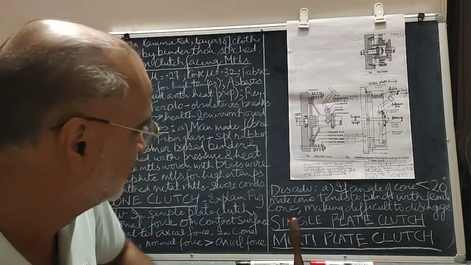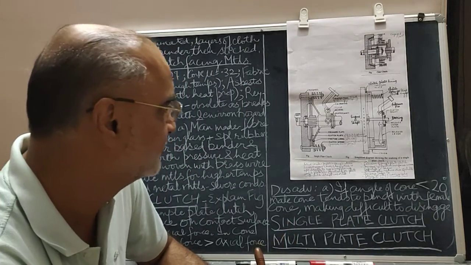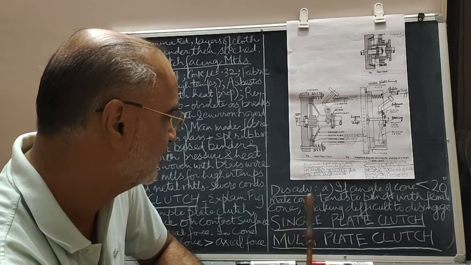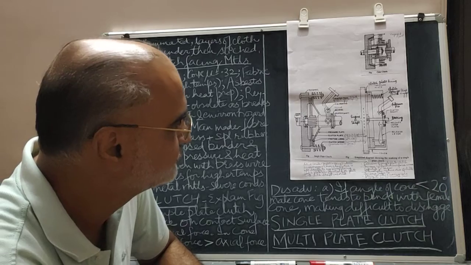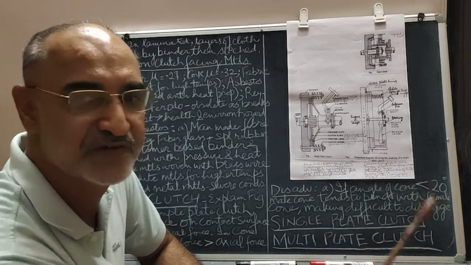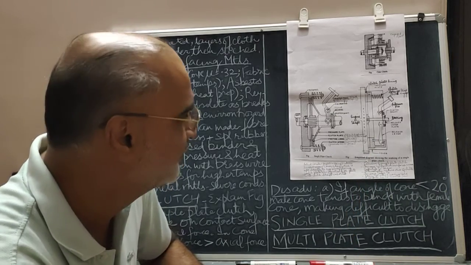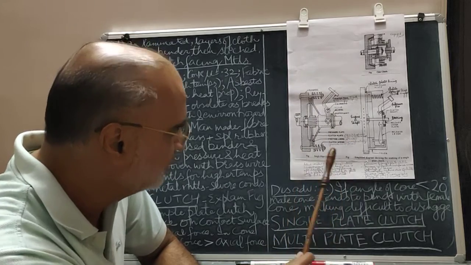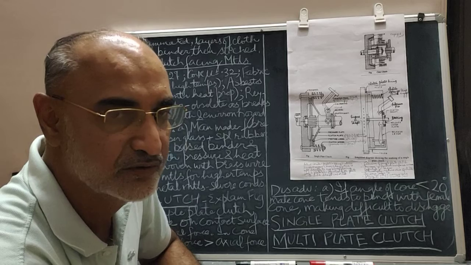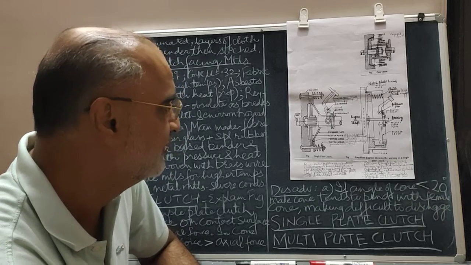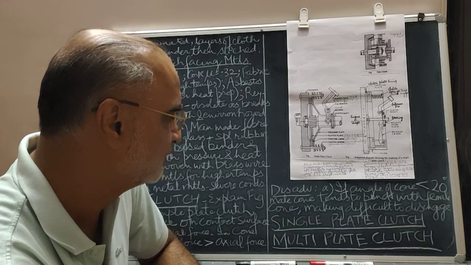Now we come to the single plate clutch. This is a single plate clutch, and this is a simplified diagram in case the question comes in the examination. This is difficult to draw. This is much simpler to draw. You will be able to draw this diagram and explain the principle of the single plate clutch.